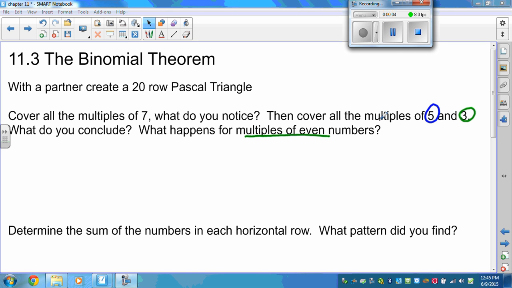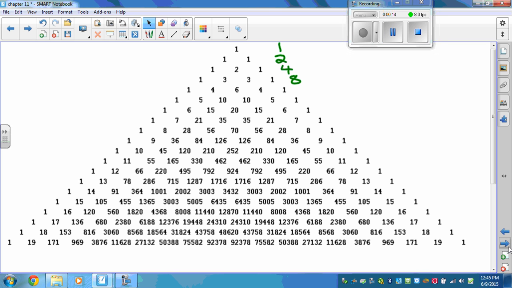11.3, the binomial theorem. So it says with a partner, but you're going to do this before you come to class. Okay, so Pascal's triangle. At the very end of this package, you should have a Pascal's triangle. It's something that looks like this. It's called Pascal's triangle. And this is rich with many different patterns.